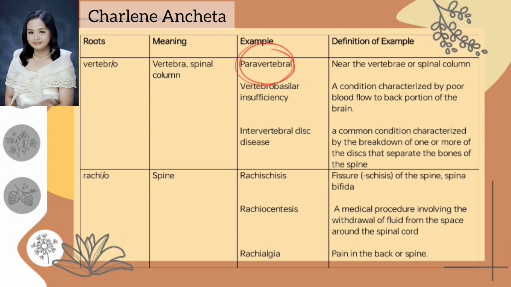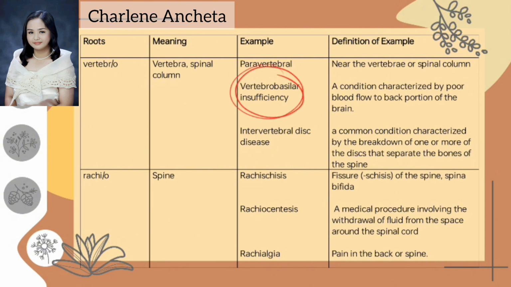Paravertebral. Paravertebral is situated, occurring, or performed beside or adjacent to the vertebral or spinal column. Paravertebral derives from the adjective vertebral, which means having or composed of vertebrae, and the prefix para means beside, about, or near.